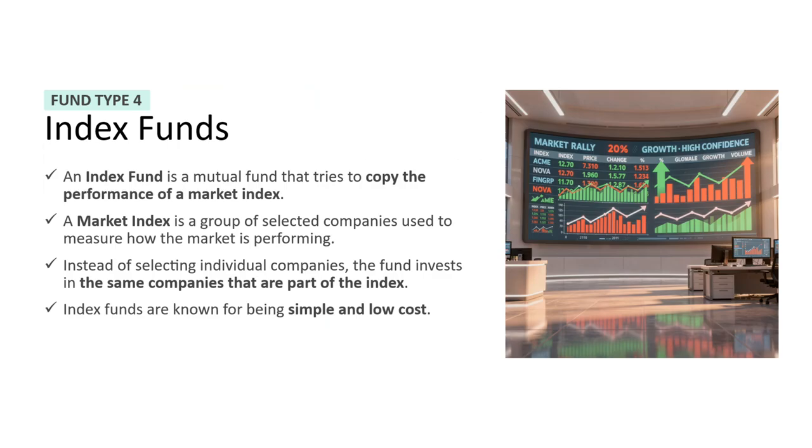Fund type 4 is index funds. An index fund is a mutual fund that tries to copy the performance of a market index. A market index is a group of selected companies used to measure how the market is performing. Instead of selecting individual companies, the fund invests in the same companies that are part of the index. Index funds are known for being simple and low cost.